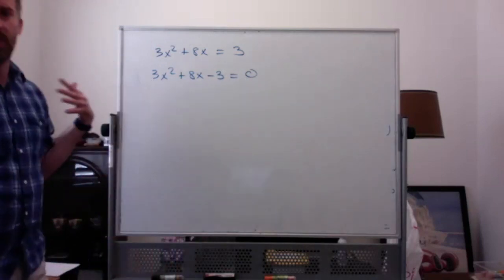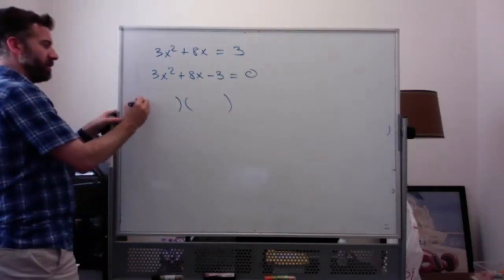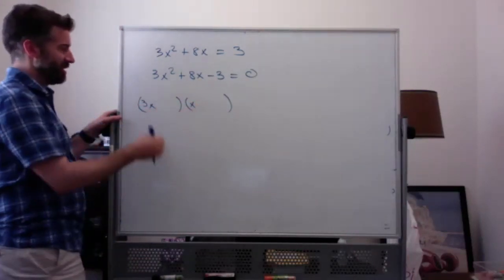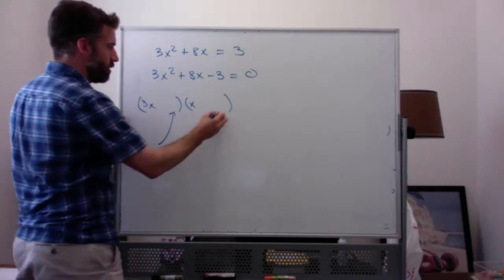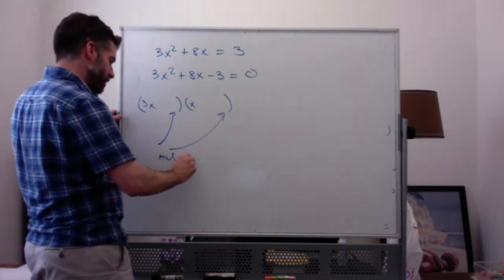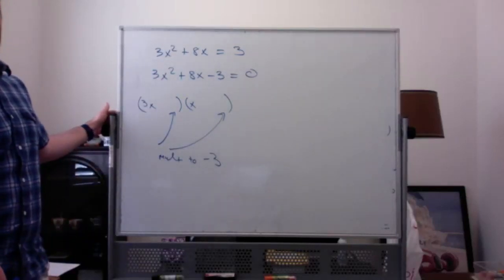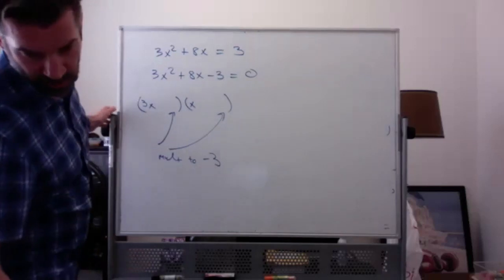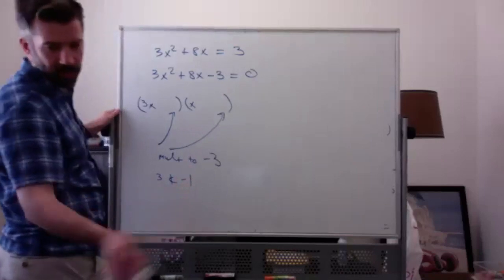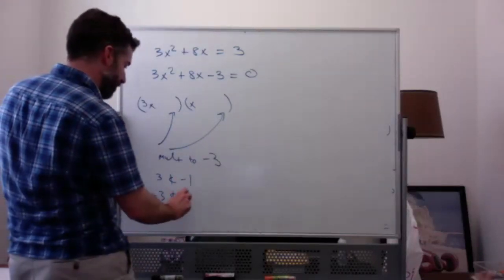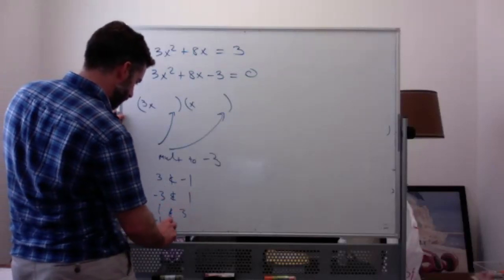And you could try doing this one by guessing and checking, right? I know it's going to factor as a 3x and an x, because that's the only way I can really multiply to the 3x squared. And I know these parts here have to multiply to -3. And there's only a few ways I can multiply to -3, right? Let me look at my list here. It could be 3 and -1, -3 and 1, 1 and 3, or -1 and 3. I'm looking at my list because I want to do them in a certain order.